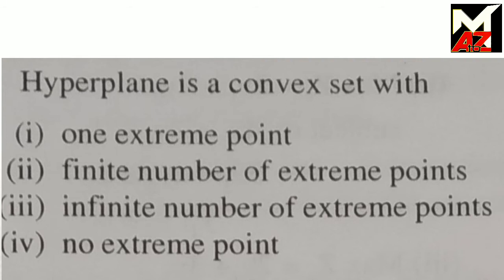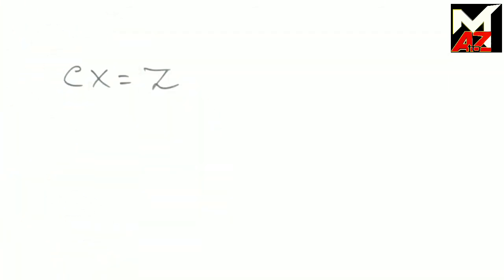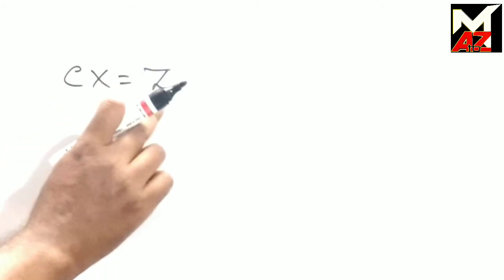Hyperplane is a convex set. Option 1, with one extreme point. Option 2, finite number of extreme points. Option 3, infinite number of extreme points, and the last option is no extreme point. We know that the hyperplane is of the form Cx equal to z. This is the objective function of LPP, and this is also called the hyperplane for the particular value of z.